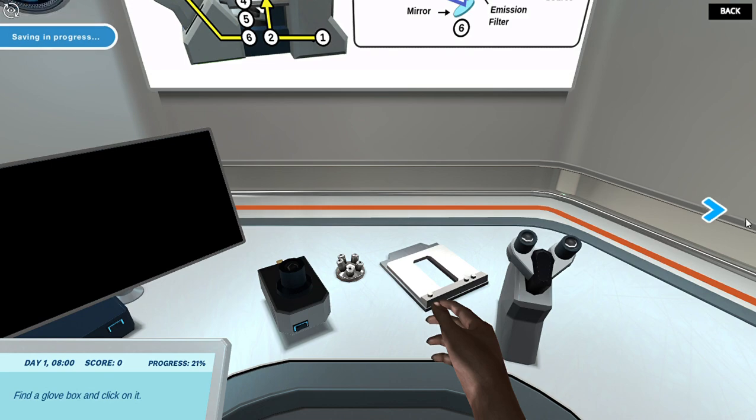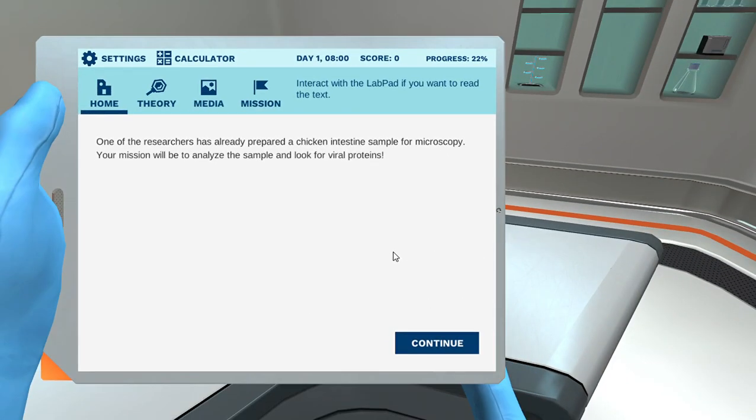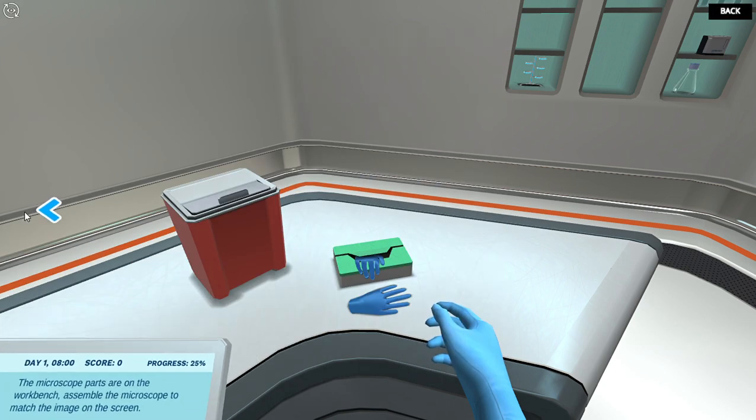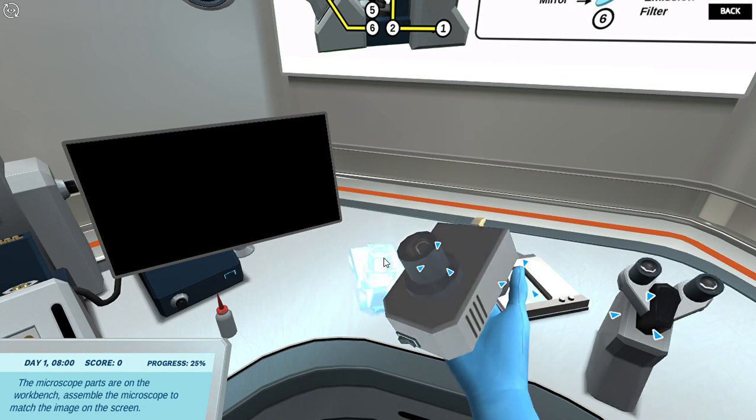Find a glove box and click on it. One of the researchers has already prepared a chicken intestine sample for microscopy. The microscope parts are on the workbench. Assemble the microscope to match the image on the screen.